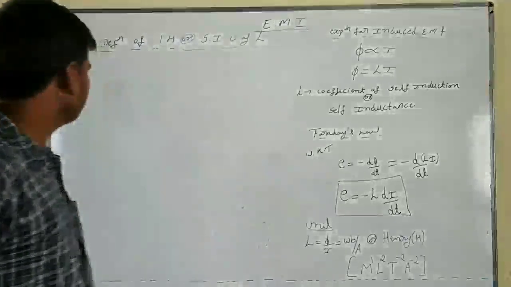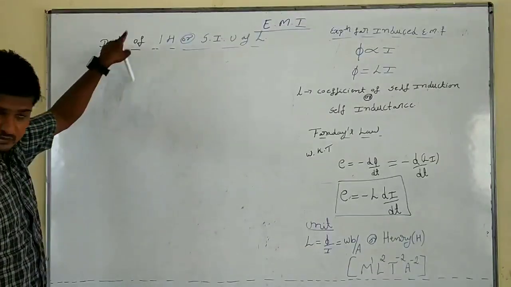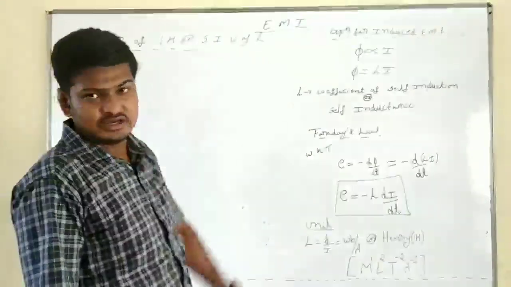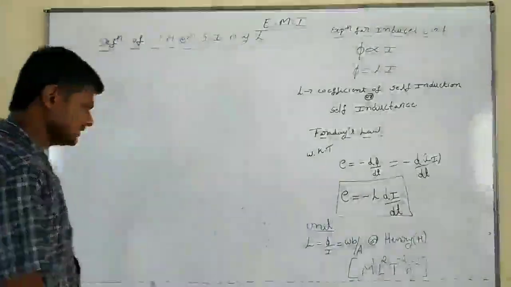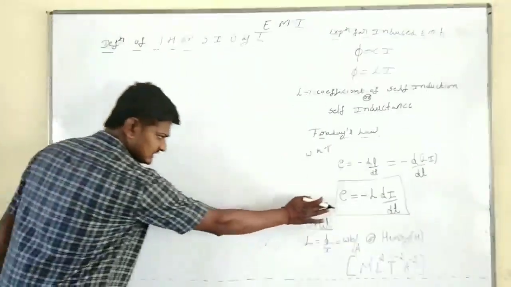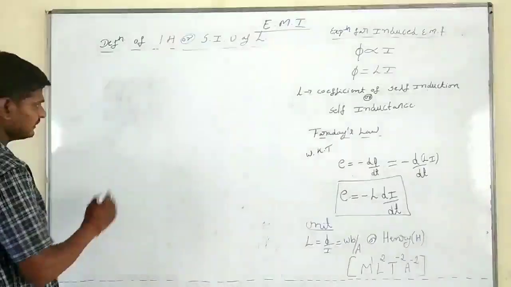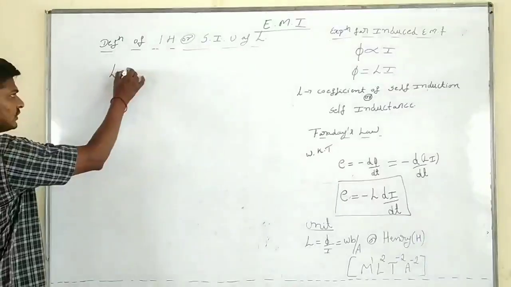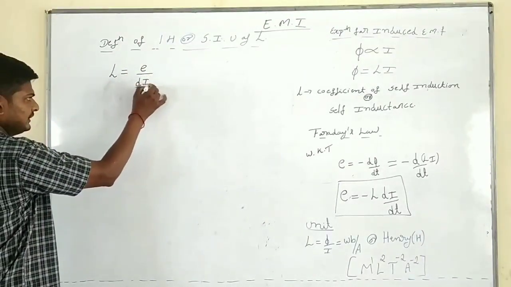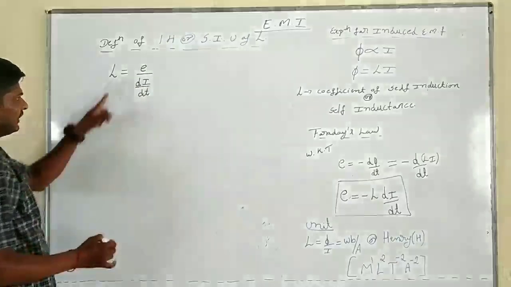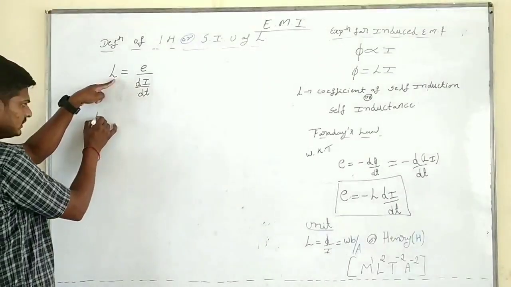Define 1 Henry, or the SI unit of self-inductance. Simple one. Again, the same formula I am going to take. I have to define L now. We can write L is equal to E divided by dI by dt. Here I have to define 1 Henry, which means L is equal to 1.